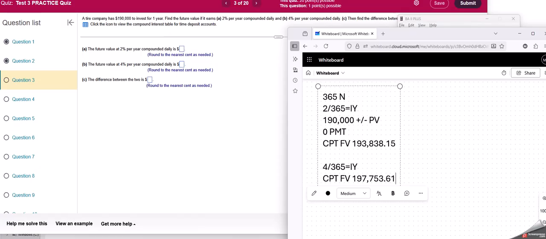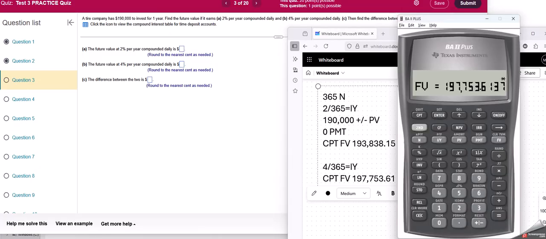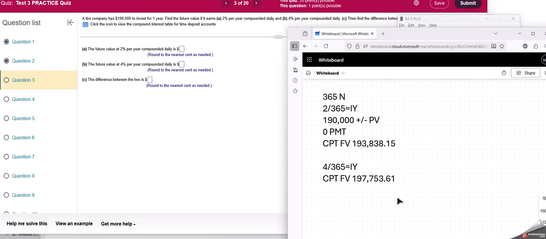Did I say that one right? Let's double check. 197,753.61. Yep. Okay, then we want the difference between those. So 197,753.61 minus 193,838.15.